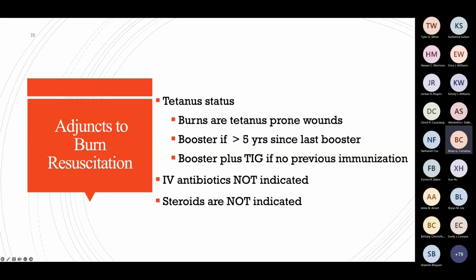Other things, they need to make sure they get their life-saving tetanus shot. So if they haven't had one in 5 years, please get that in there. Most of the time, the emergency room's taking care of that. A lot of times, we don't use IV antibiotics for these patients initially. If they become infected, it's another story, but we generally don't give prophylactic antibiotics or steroids for these patient populations.